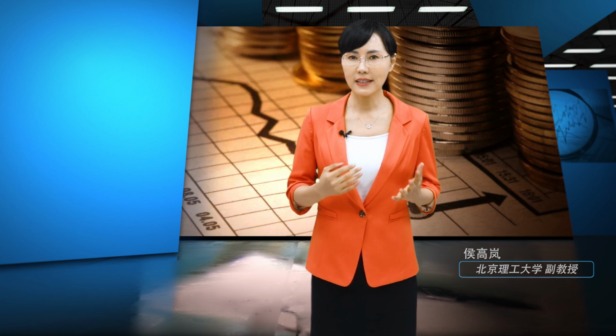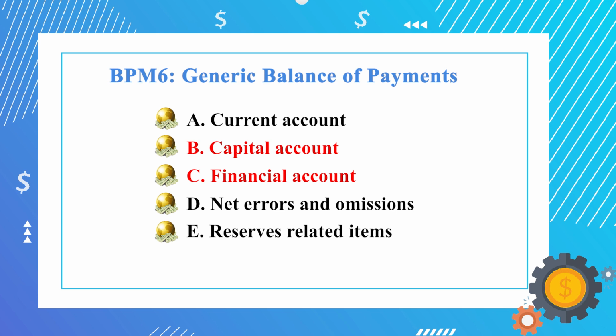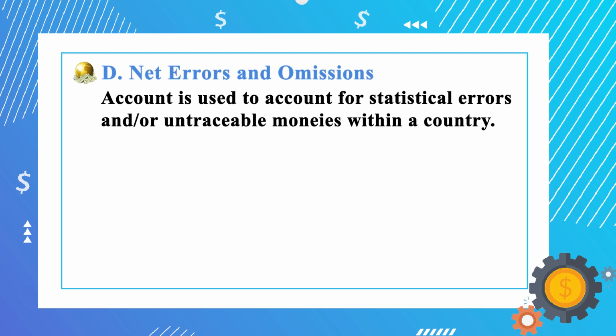Hi everyone, let's continue to explore the structure of balance of payments. In the last two videos, we explored two basic accounts, the capital account and the financial account, after examining the current account. In this video, let's continue to study the last basic account, which is net errors and omissions. This account is used to account for statistical errors or untraceable monies within a country.